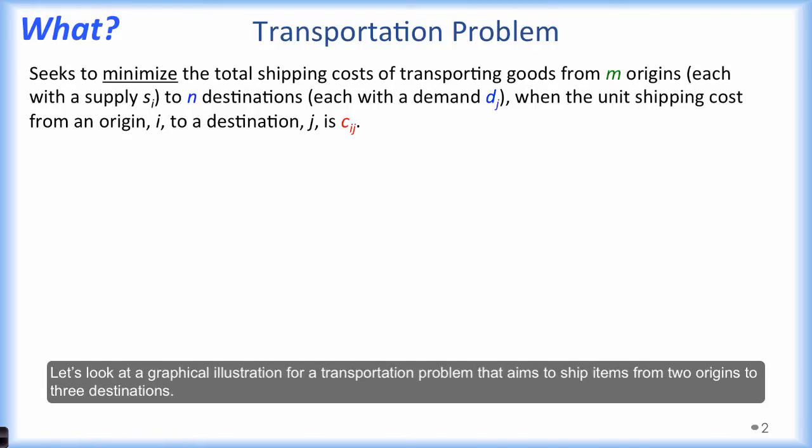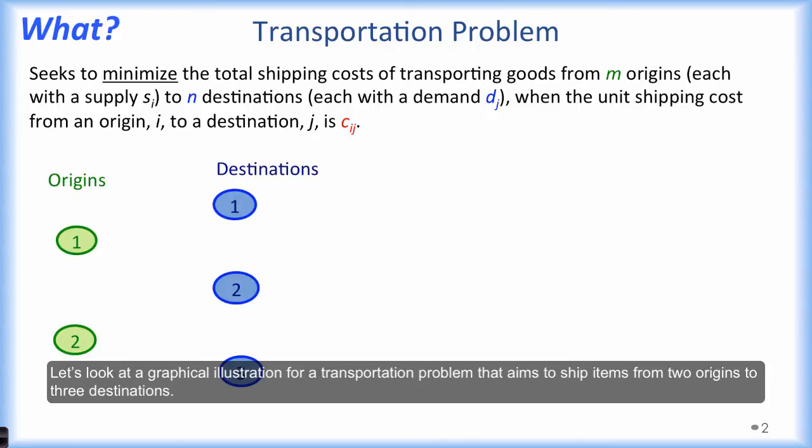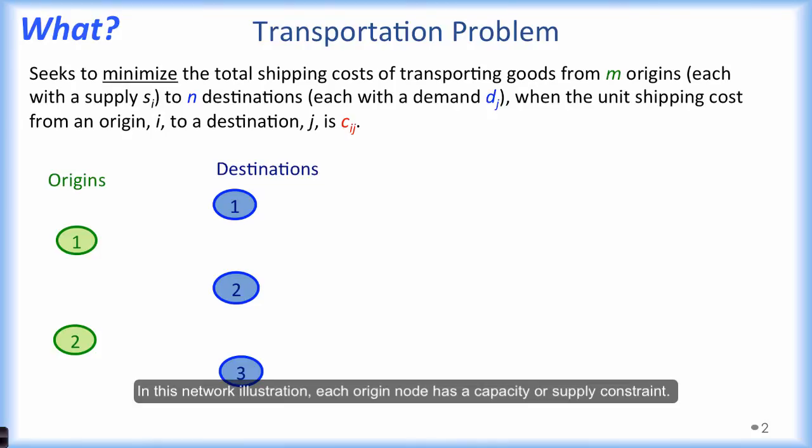So before we start, let's look at the graphical illustration for a transportation problem that aims to ship items from 2 origins to 3 destinations. As you can see in this network illustration, each origin node has a capacity or supply constraint. And we will use a superscript I to denote the supply availability at node I.